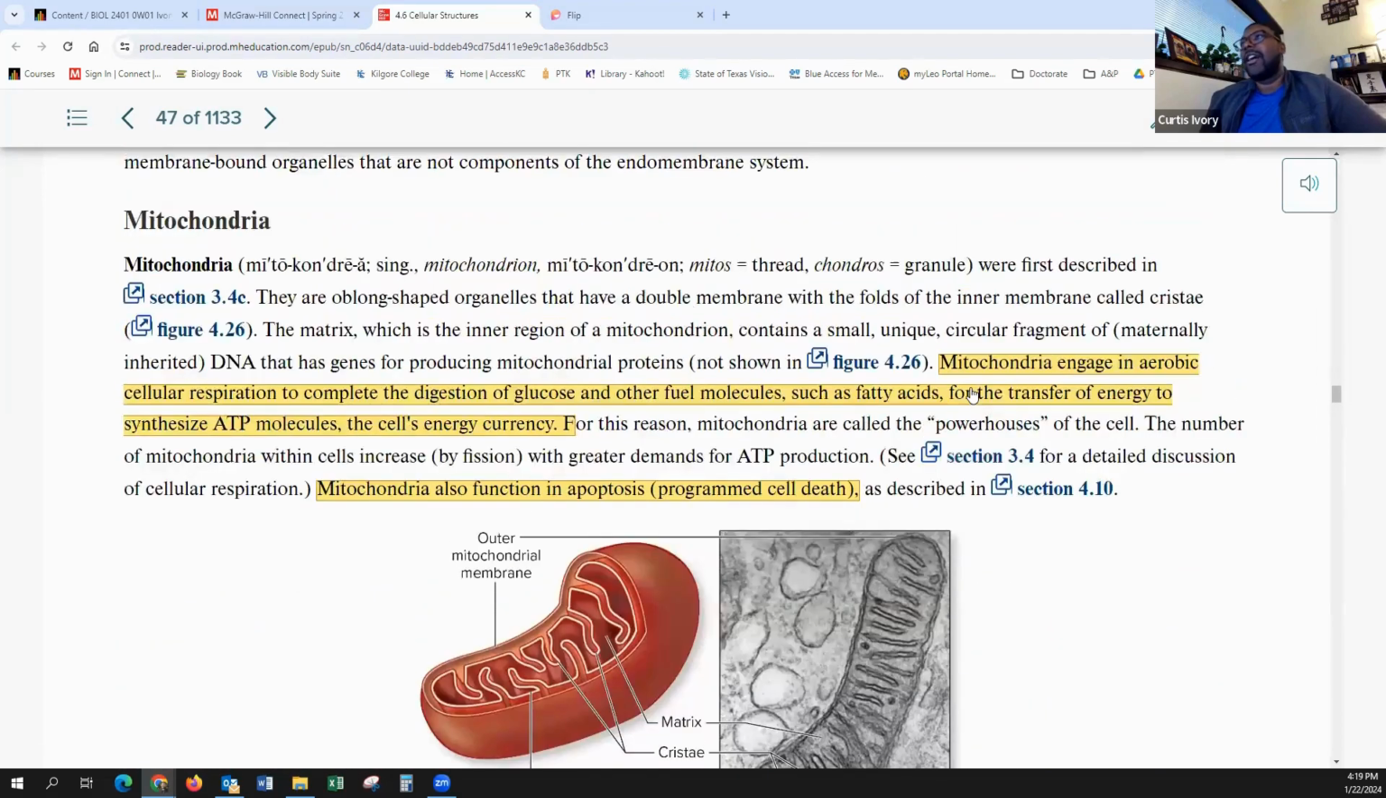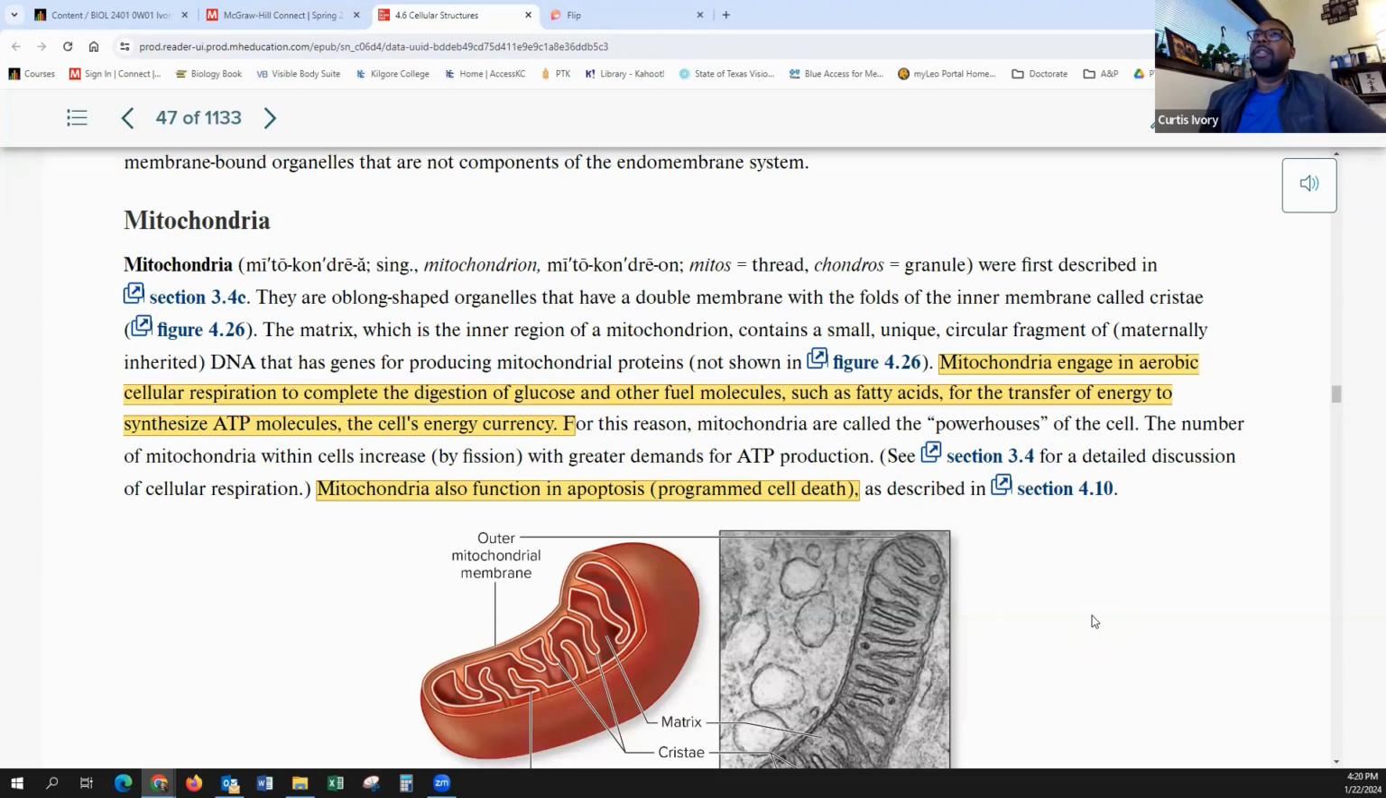And of course, the mitochondria, everyone knows that this is the powerhouse of the cell. However, we have to understand that it creates ATP, which is adenosine triphosphate. But we also have to understand that it's not just making ATP. Even though it is making ATP, there's a whole process that it goes through, which mitochondria also function in: apoptosis, which is programmed cell death.